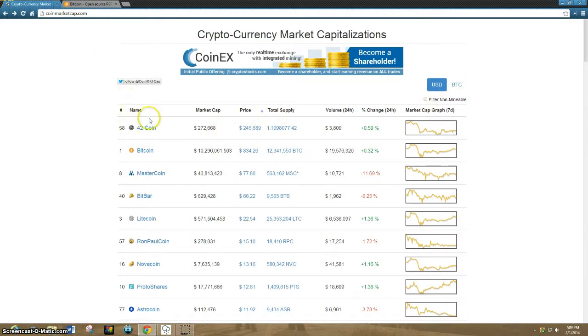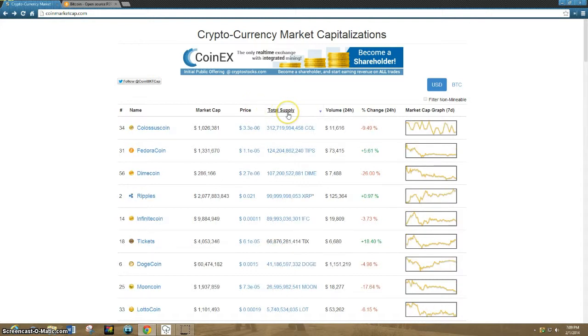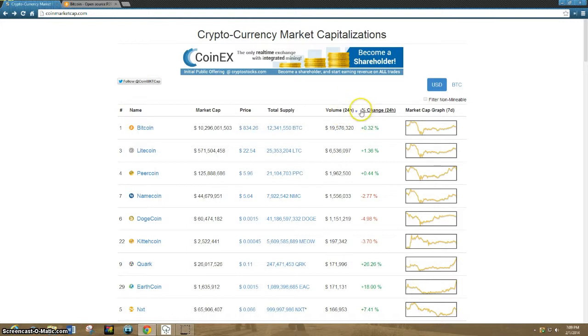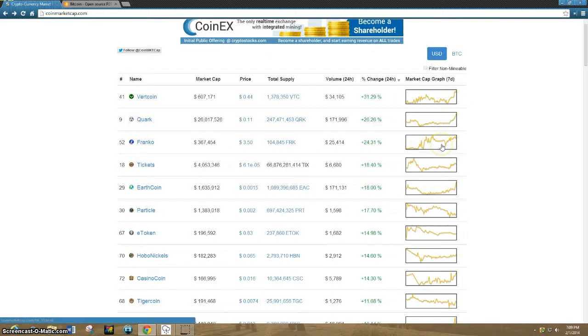Now, as you can see, there's actually a coin bigger than Bitcoin. It's called 42 coin. I will tell you about that in another video. It's a unique coin. You can view total supply. As you can see, Colossuscoin has the most. It's a lot of coins with 312 trillion. As you can see, their value is so small it has to be expressed in scientific notation. So that's why a big total supply is not good. Then you can see how many have been traded in the last hour. Then you can see the change in the 24 hours. This coin, Vertcoin, has gone up 31% in the last 24 hours.